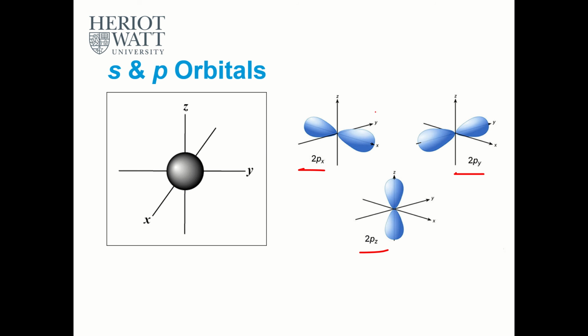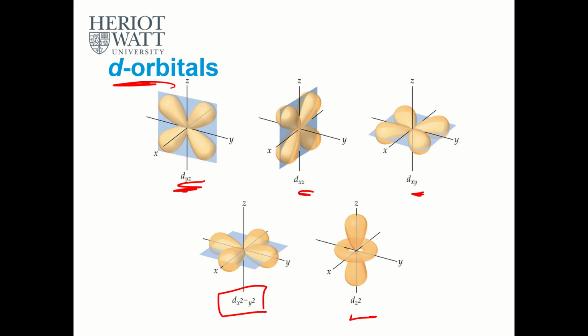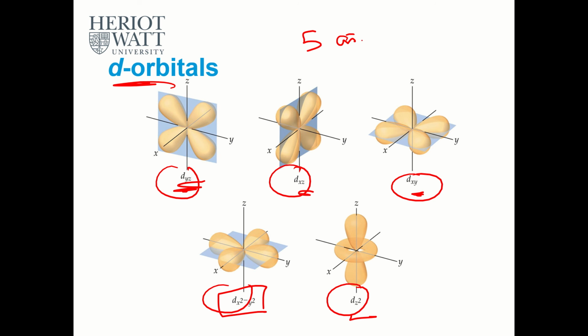So these p orbitals have 3 different orientations. Therefore, it has 3 magnetic quantum numbers because this defines orientations. And for d orbitals, how many different orientations? 1, 2, 3, 4, 5. So you have 5 orientations, meaning that the d orbital has 5 different magnetic quantum numbers.